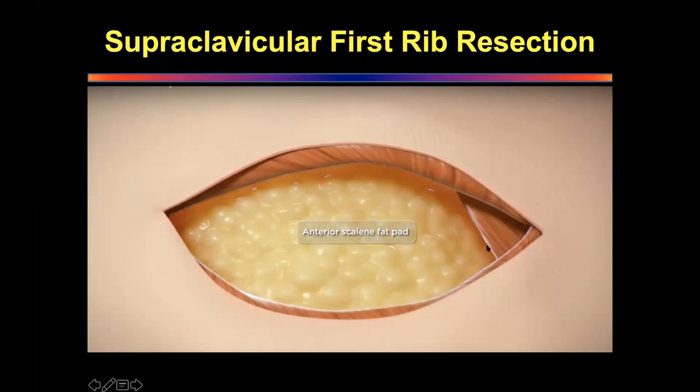This is the sternocleidomastoid. You've dissected it and moved it to one side of the incision. If you're on the right side, it will move to the right side. If you're on the left side, it will move to the left side. Whichever side, it is moved to the medial side of the incision. Whether it's the right or the left, you move the sternocleidomastoid away to the medial side. The moment you move it away, the next structure you see is the anterior scalene fat pad.